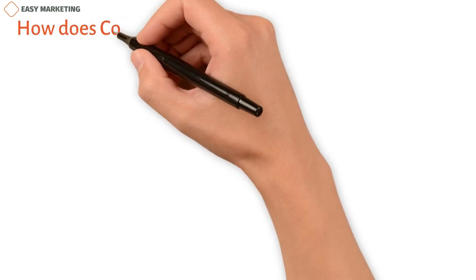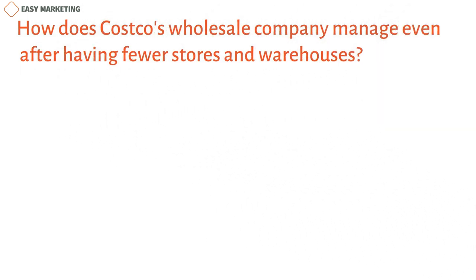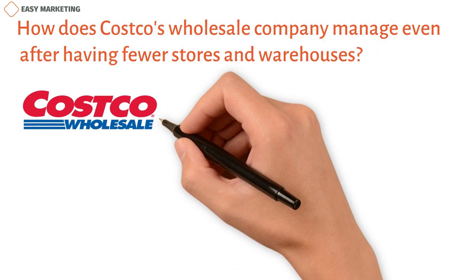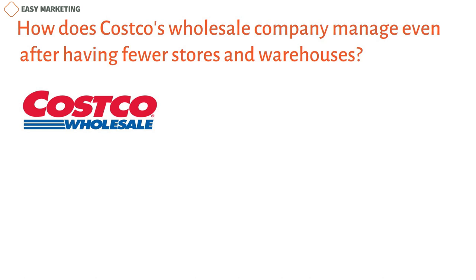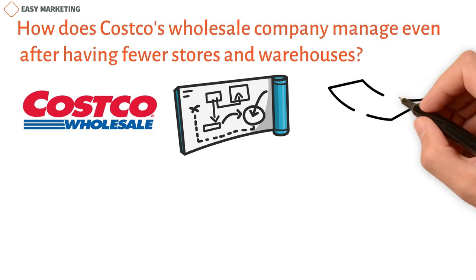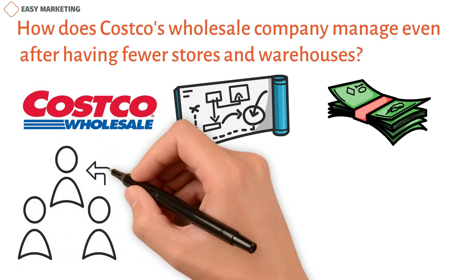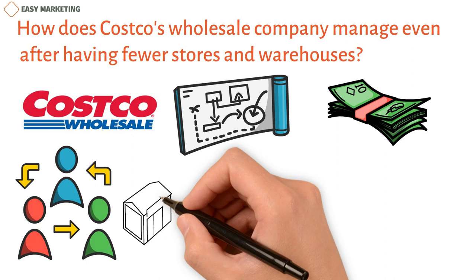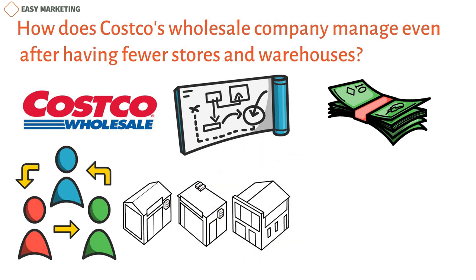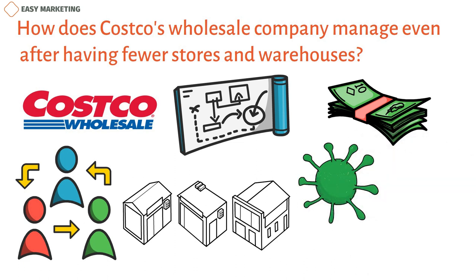How does Costco's wholesale company manage even after having fewer stores and warehouses? Costco Wholesale sells 12 times as many goods each year as it has on hand. It means that these strategies for vertical marketing are selling their goods faster than they can pay their suppliers. Costco's good practices for building its brand have helped it build good relationships with its suppliers and make sure that products are available at each shop.